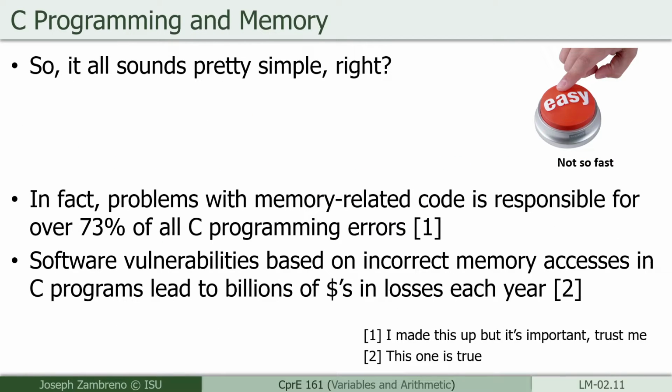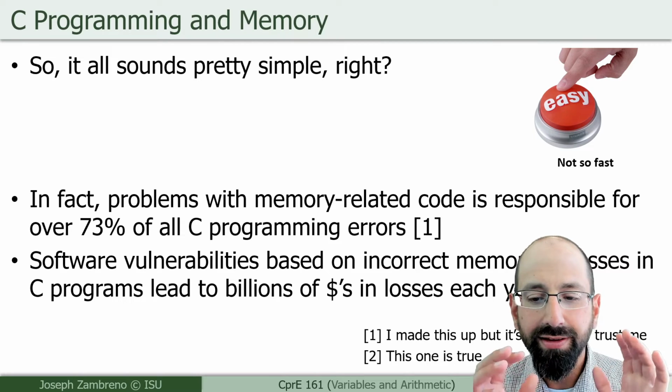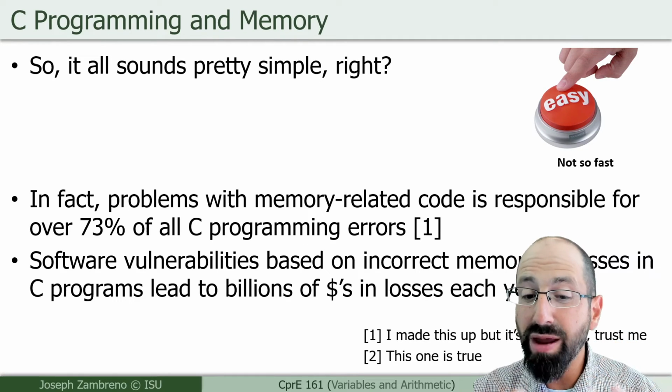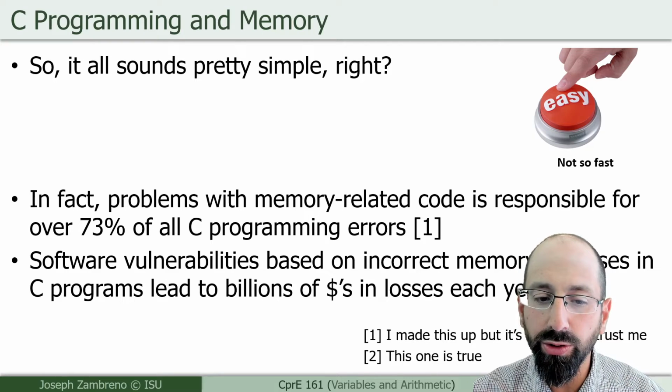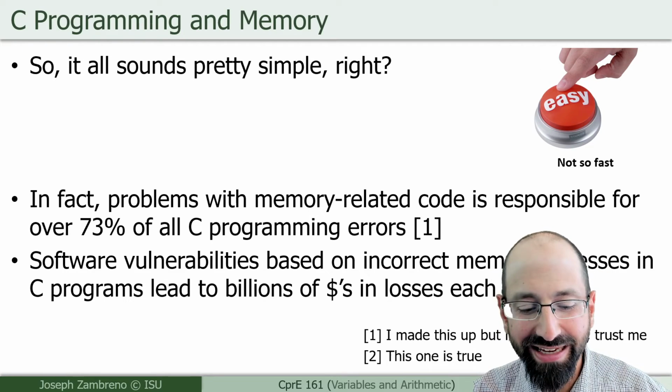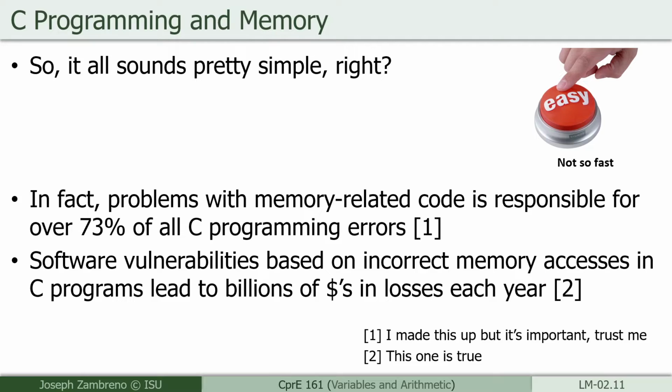There's a lot there. Maybe it sounds simple to you, maybe not. A large percentage of problems in C programming relates to dealing with memory accesses in our code. I made up that number of 73%. But it's a large number of the bugs in our C code is going to have to do with accessing memory. And in fact, specifically for those of you who are more interested in the cybersecurity side of things, software vulnerabilities based on incorrect memory accesses in C code is a billion-dollar issue every single year, despite all the approaches taken to kind of understand memory safety and programming better.